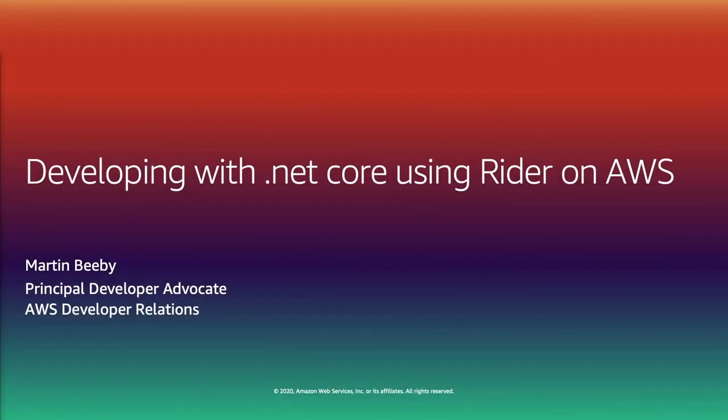So today I'm going to be talking about developing with .NET Core using Rider on AWS. Quite a long title. Also another long title is my job title. It's Principal Developer Advocate at AWS Developer Relations. My name is Martin Beeby.